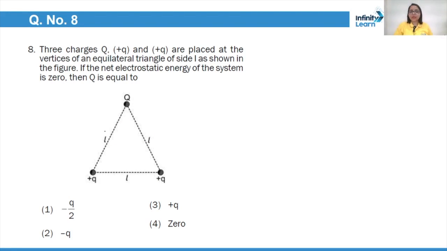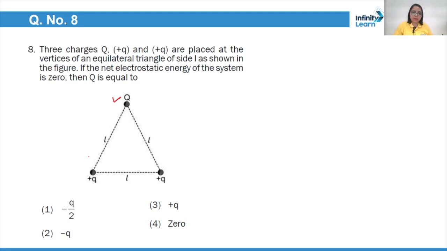Next is question number 8. We have three charges, capital Q, then small q and small q, placed at the vertices of an equilateral triangle of side L as shown in the figure. If the net electrostatic energy of the system is 0, then Q is equal to.